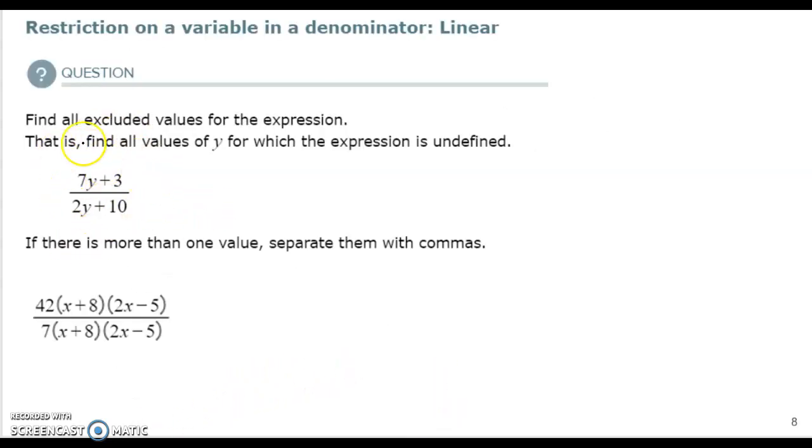Okay, we're going to do this first one together. You guys can do the second one on your own. It says find the excluded values. If there's more than one value, separate them with commas. We know that this denominator cannot equal 0 because it will be undefined. So I'm going to say 2y plus 10 cannot equal 0.